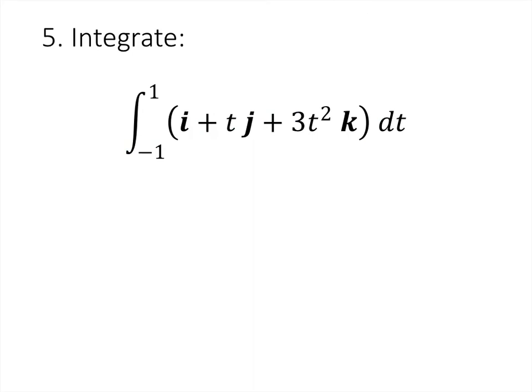In the previous problem, we did an indefinite integral. This time we're going to do a definite integral. But again, it's really just 3 Calc 1 problems, I should say, packaged together into a single Calc 3 problem. So again, it might be helpful to rewrite this in terms of the component notation. So my x component is 1 because it's just i, which means I have 1i, t, and then 3t squared. So all I'm really doing is integrating from negative 1 to 1 each of these functions.